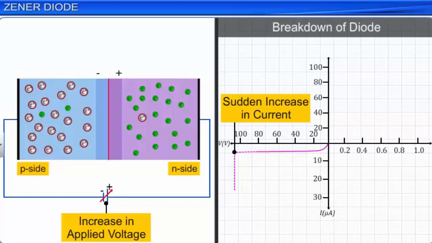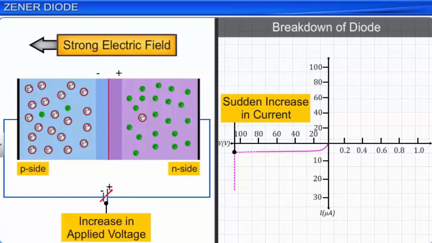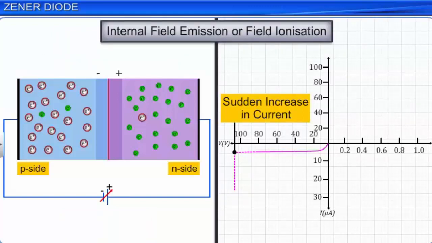Diode breakdown occurs because a high applied voltage creates a strong electric field that results in the breakage of covalent bonds in the P region. The electrons released by this breakage of bonds have enough energy to enter the N region, resulting in a large increase in current through the diode. The emission of these electrons from the host atoms due to the high applied voltage is called the internal field emission or field ionization.